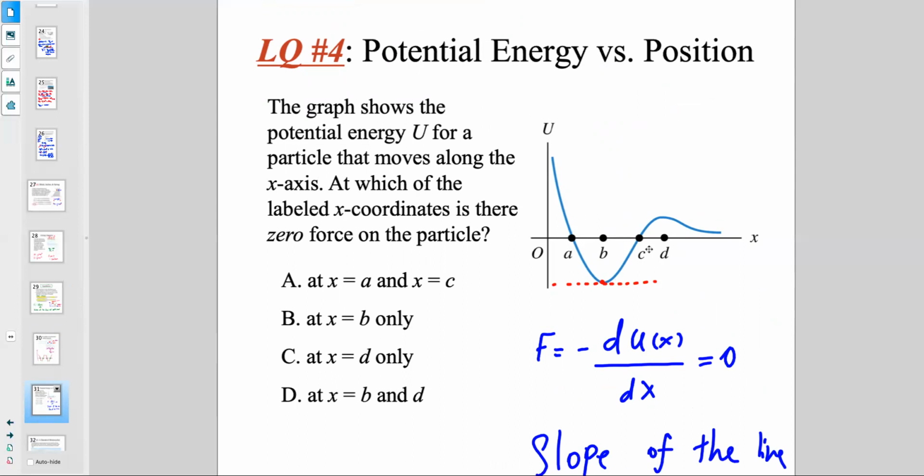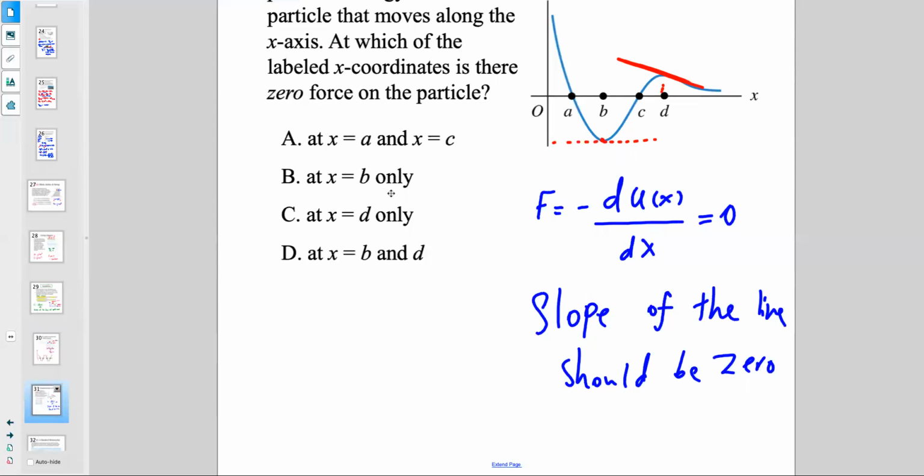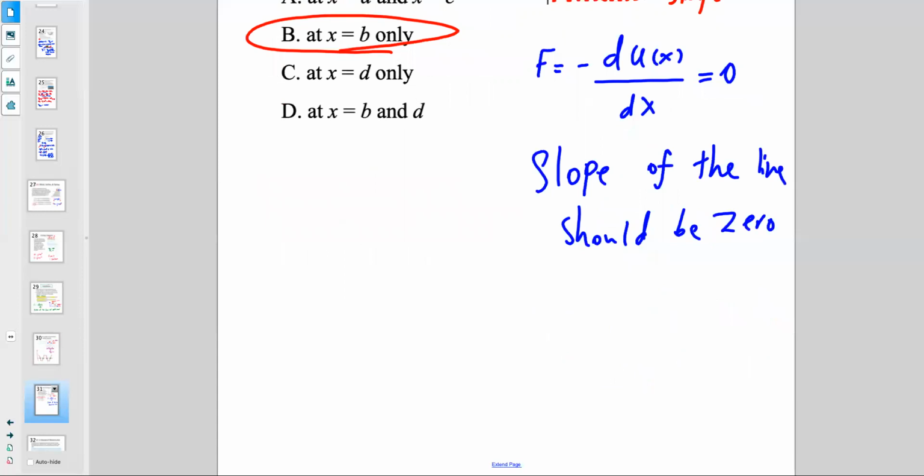And maybe here. But if I do it for D, then I think it will be a little bit tilted. So the only answer would be answer B, at B only, because this slope is zero. So in other words, F is negative dU(x)/dx. If you have the U function, just take a derivative of it and you will find what the F is.